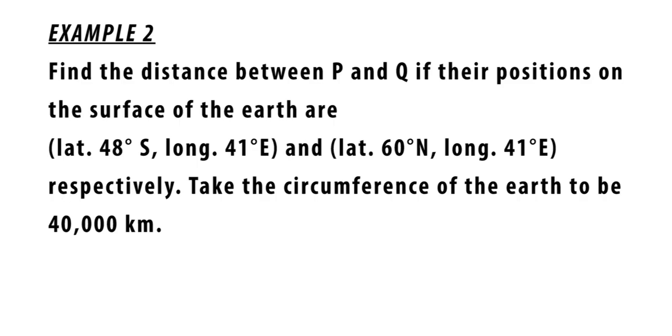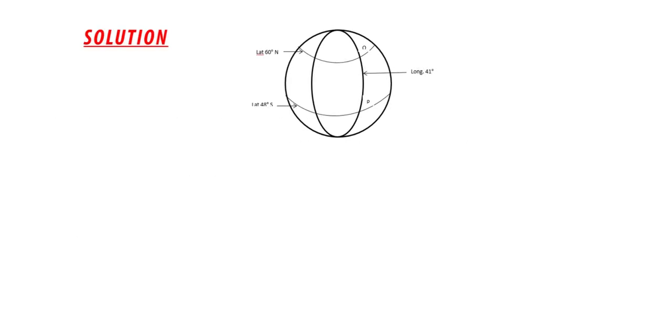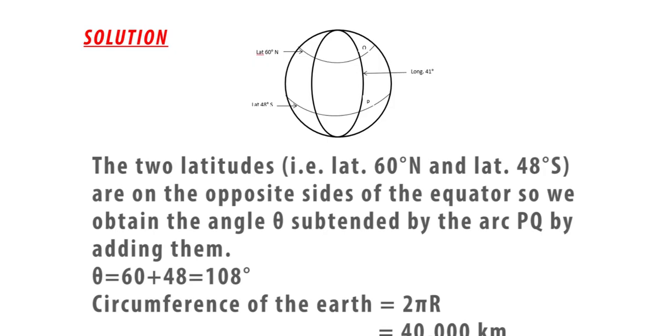Let's look at the solution. You first try to illustrate the 2 points on the diagram. The two latitudes are 60 degrees north and 48 degrees south. They are on opposite sides of the equator. So to obtain the angle between them, we add the two values. Therefore, our theta is equal to 60 plus 48, and that gives us 108 degrees.